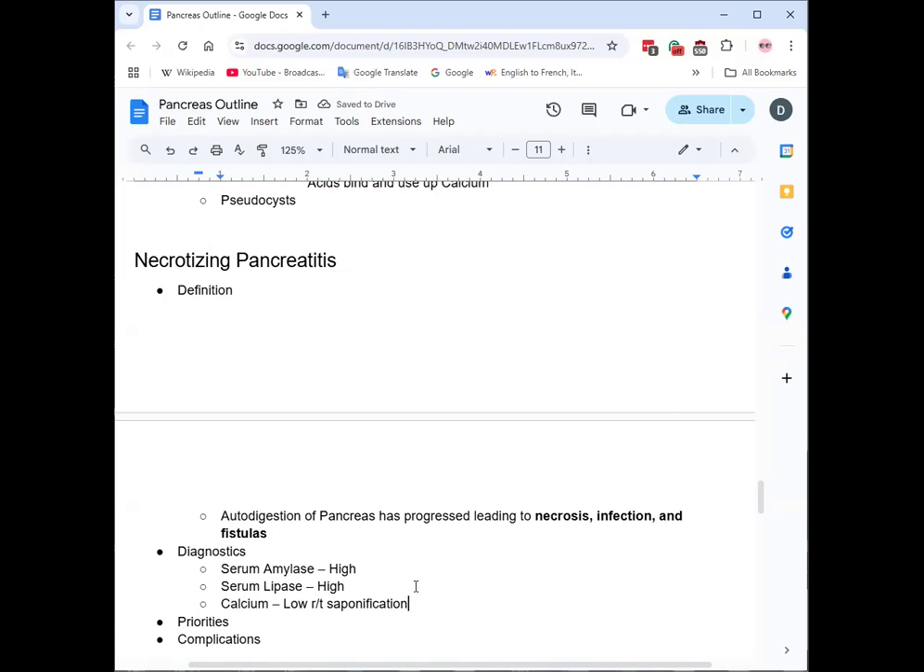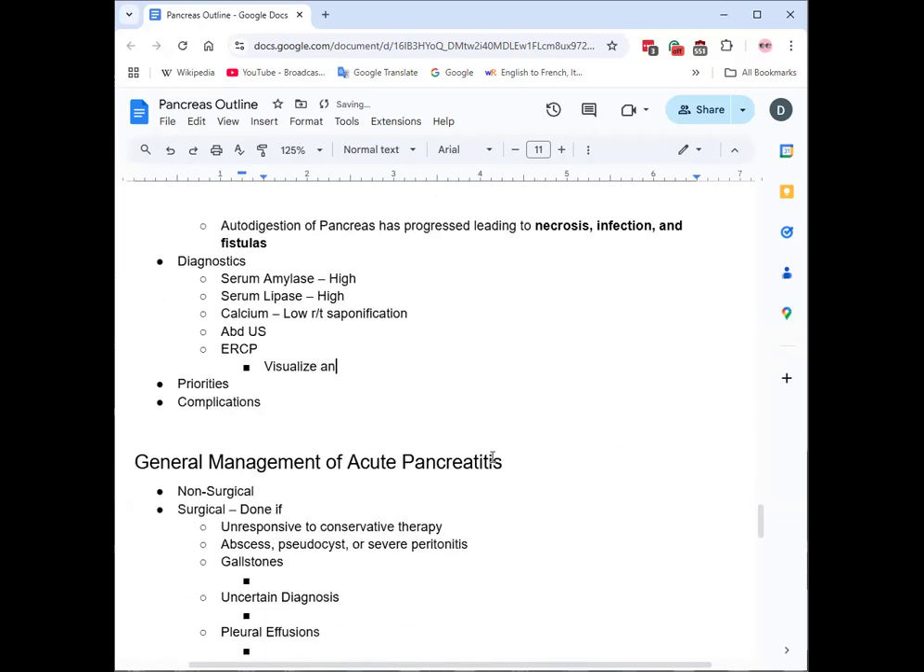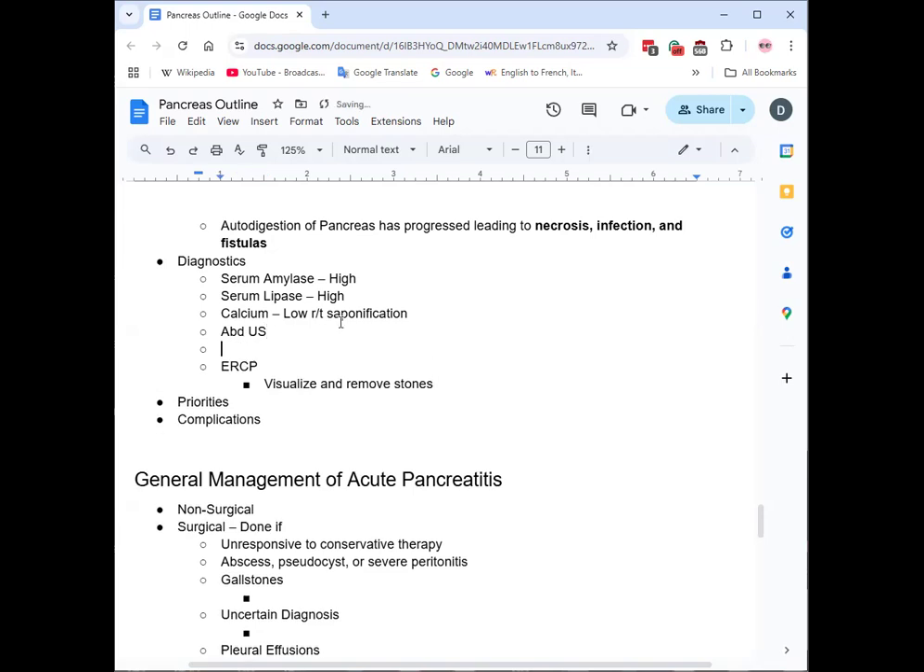Talk about the abdominal ultrasound. Yeah, so general abdominal ultrasound, ERCP, it can help to both visualize and remove stones, and check if there's even anything there. CT scan, yes. So CT scan again to visualize stuff. Essentially, a lot of this stuff is there to visualize.